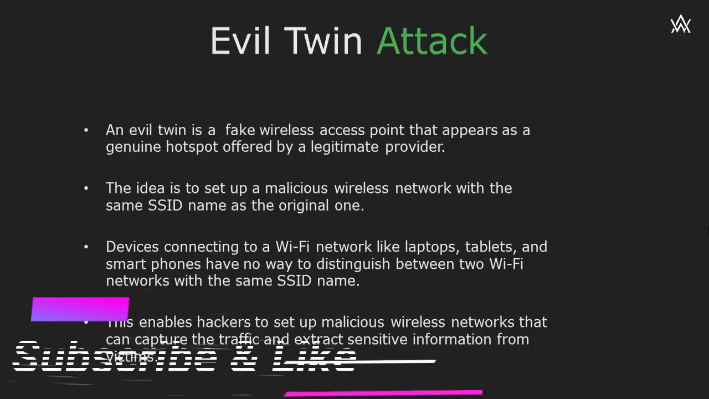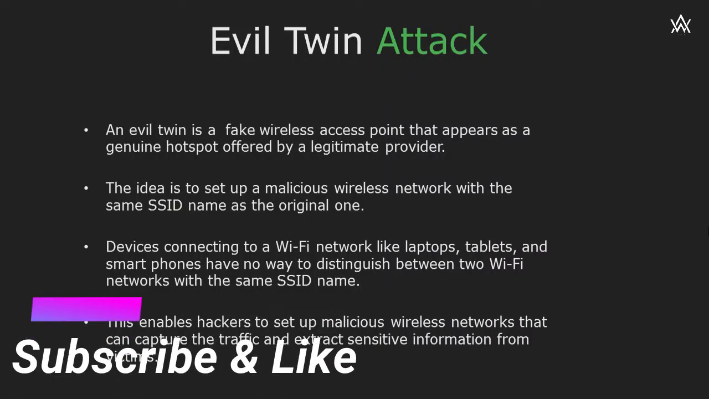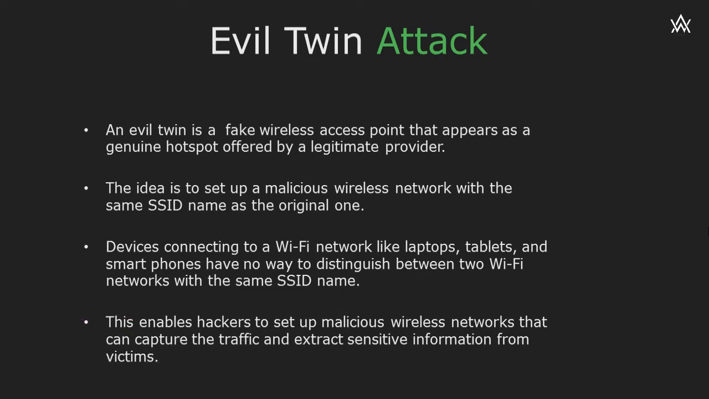I'm going to teach you the basics of the evil twin attack. So first off, let's see what is an evil twin. An evil twin is a fake wireless network that appears as a genuine hotspot. The idea is to set up a malicious wireless network with the same name as the original one. Basically, you are making a clone of the wireless network which you want to attack.